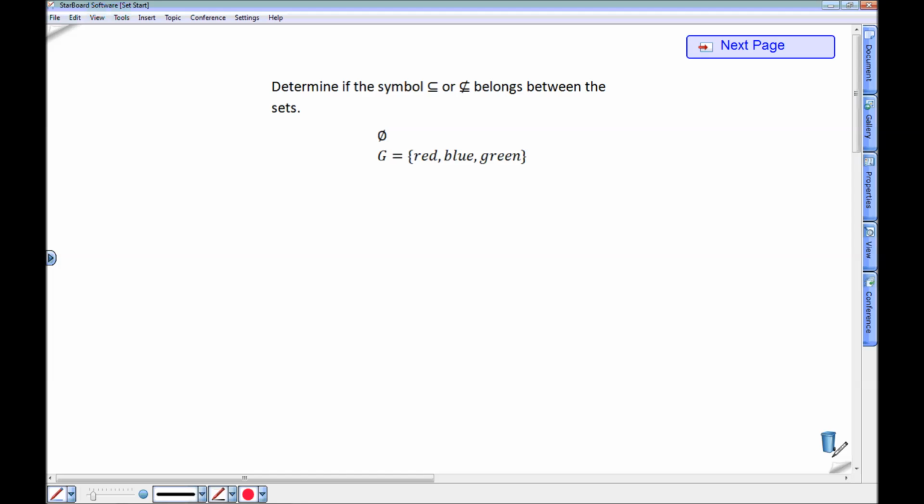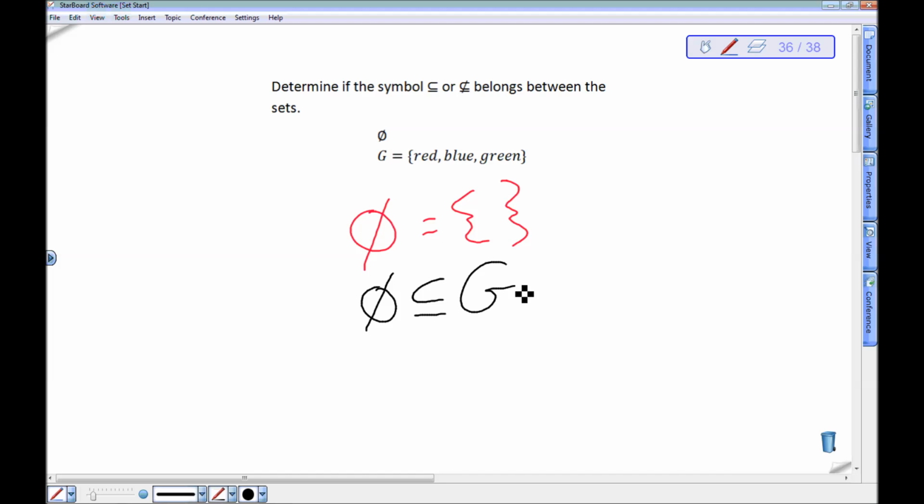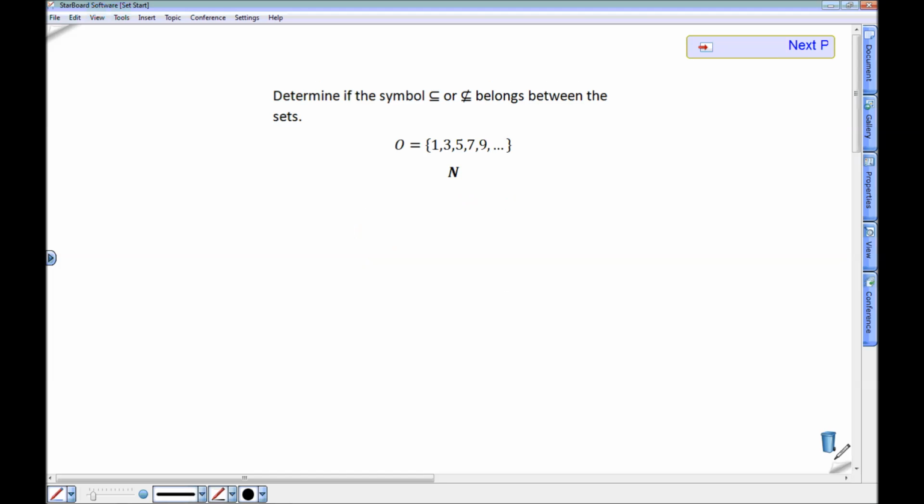Okay, now I have the empty set and the set G that has red, green, and blue in it. So when I look at that, I can say, well, the empty set, remember, is this set that has nothing in it. Is there anything in the empty set that's not in G? No. In fact, everything in the empty set is in G because there's nothing in the empty set. So the empty set is a subset of G. All right.